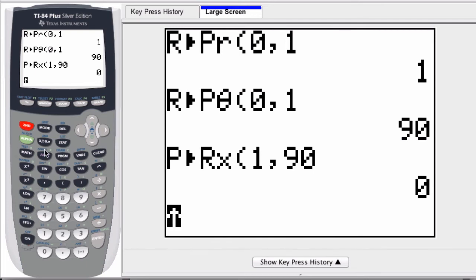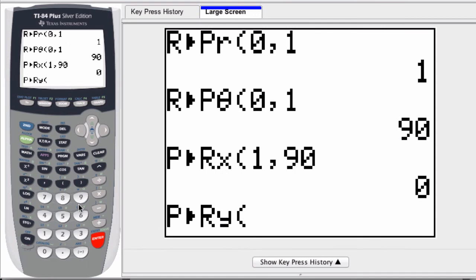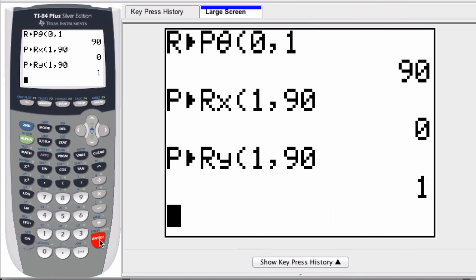And if we go to second angle, and we'll look at choice number 8, this is polar to rectangular coordinates, but it gives you the y value. So I went to the same thing, 1,90, and hit enter, and there we get 1. So our point here, rectangular coordinates, is 0, 1. All right, hope this helped.